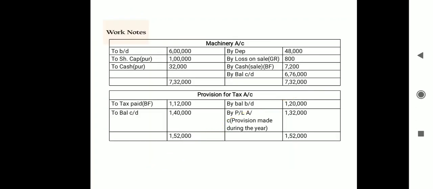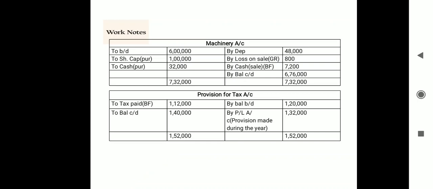So let us check out the solution. First, I have taken the machinery account here. The opening balance was 6 lakh and the closing balance was 6 lakh 76,000. Okay, and then we had the information that machinery worth rupees 1 lakh was purchased and we made the payment in terms of share capital. So the entry for that is to share capital, that is 1 lakh. Then we had the information in the additional information that we further purchased machinery worth rupees 32,000.